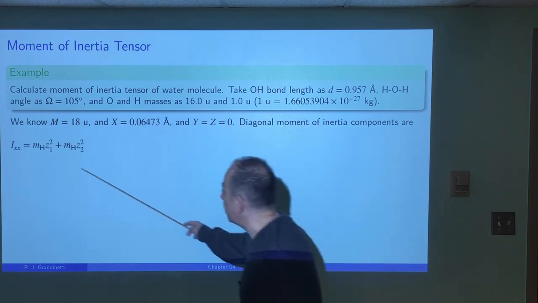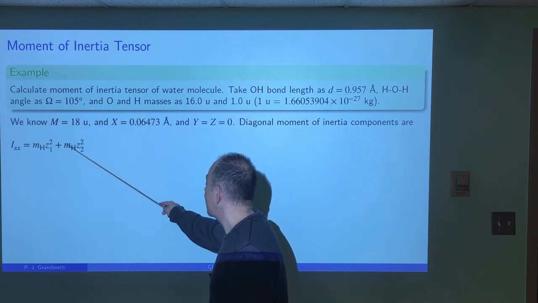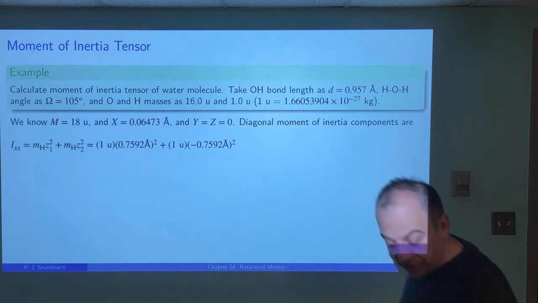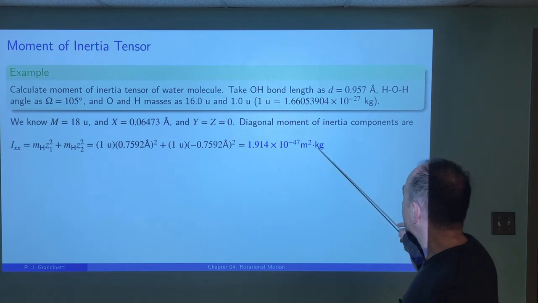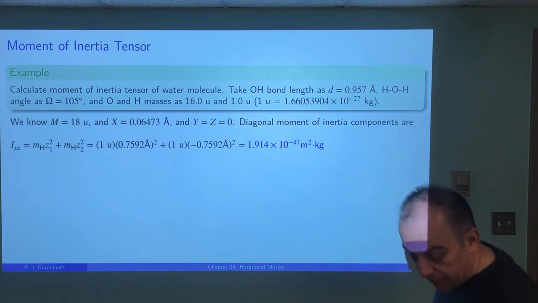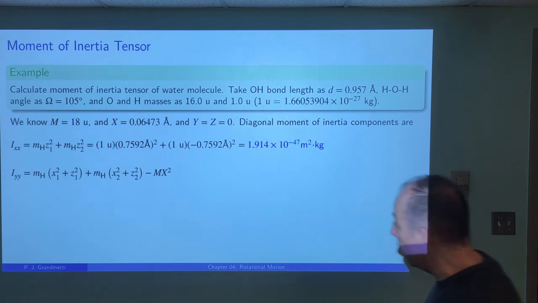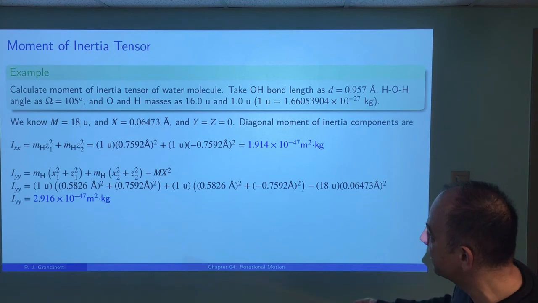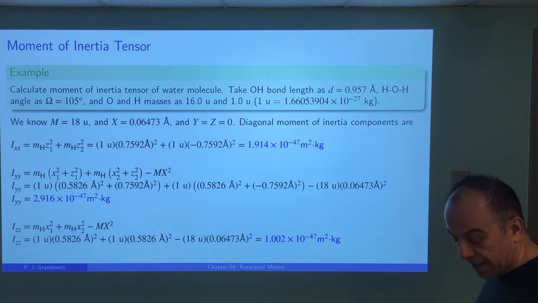For the xx component, we just need the mass of the hydrogen times z squared plus the mass of the other hydrogen times z squared. We put in the numbers here, and you see we get this value for the moment of inertia along the xx direction. The units are meters squared times kilograms. Then for yy, we do this calculation here, plug in the numbers, and we get this number. And finally for zz, we get this quantity here.